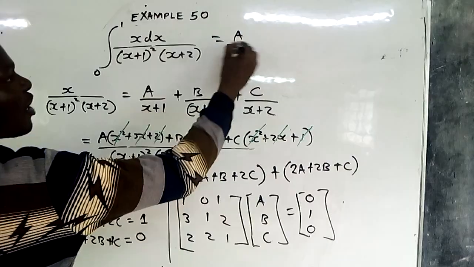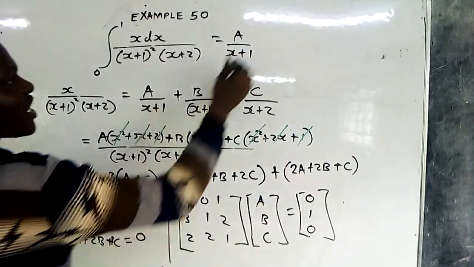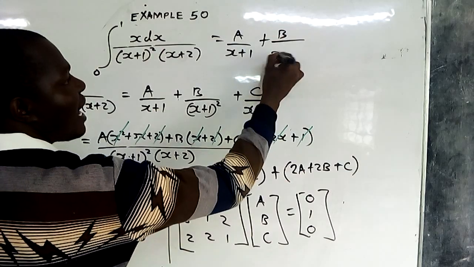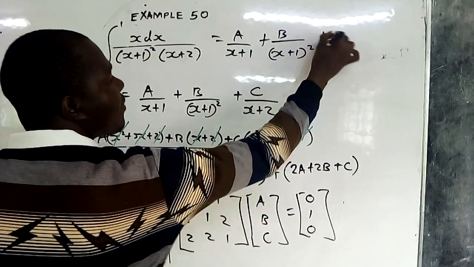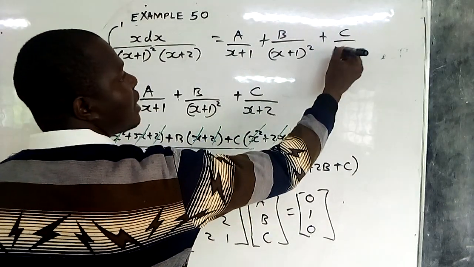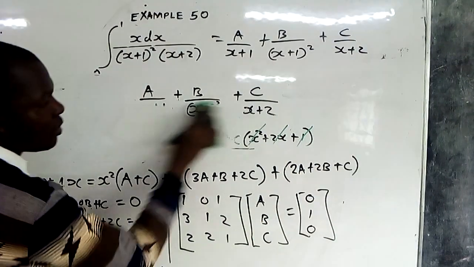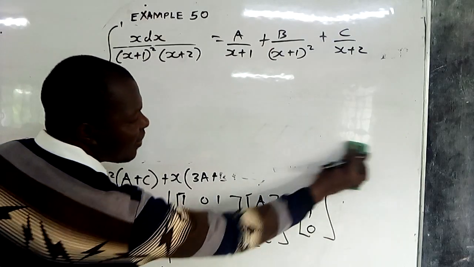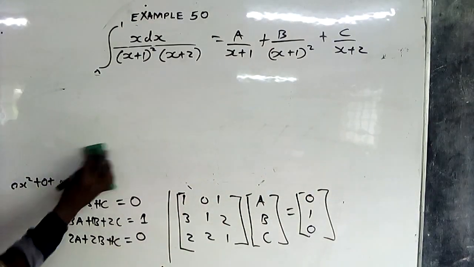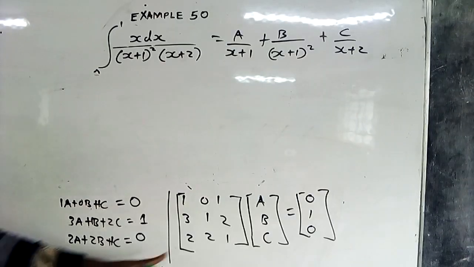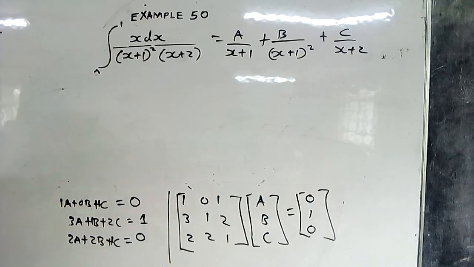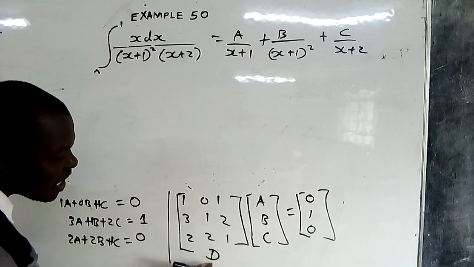This is the same as a over x plus 1, plus b over x plus 1 squared, plus c over x plus 2, because I want to use this space. Are we together? Now, the first thing, you get the determinant of this matrix. Let us say the determinant of this matrix is D.